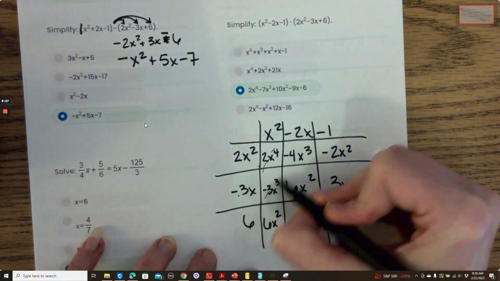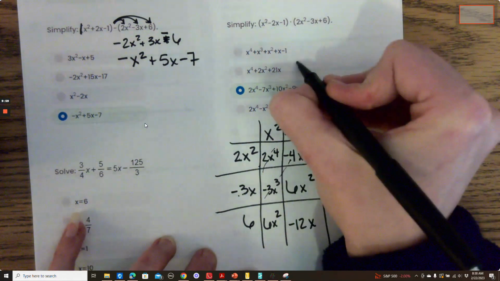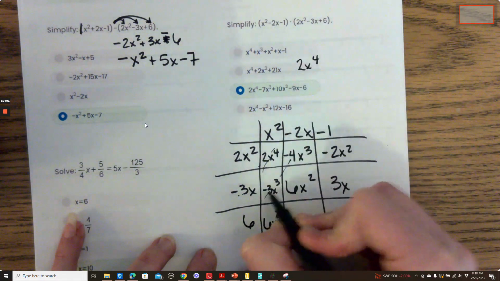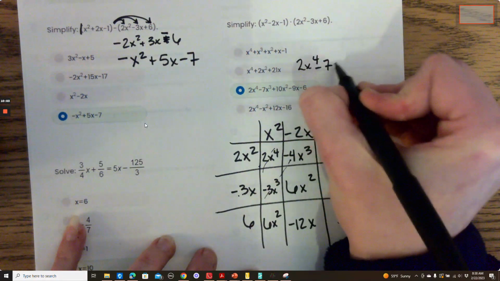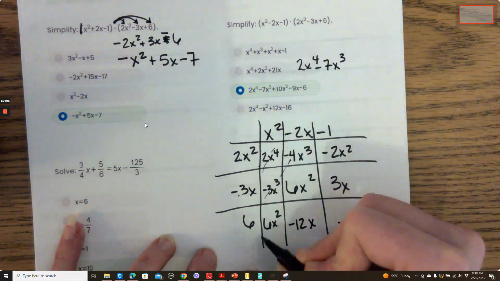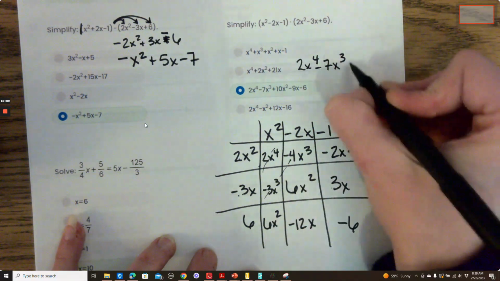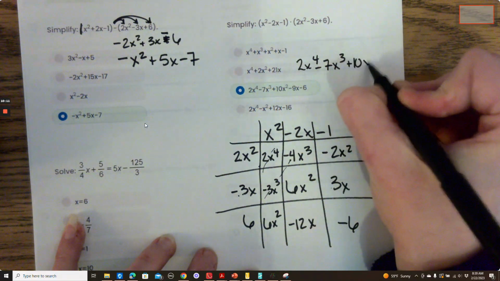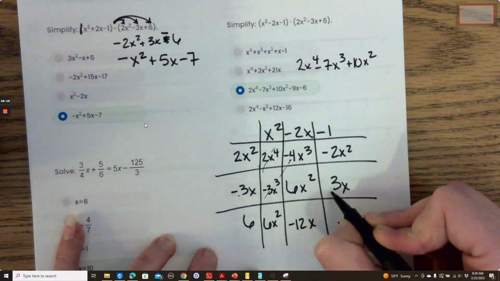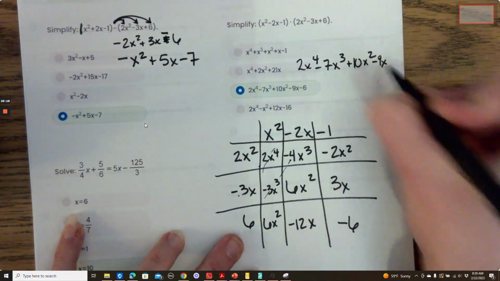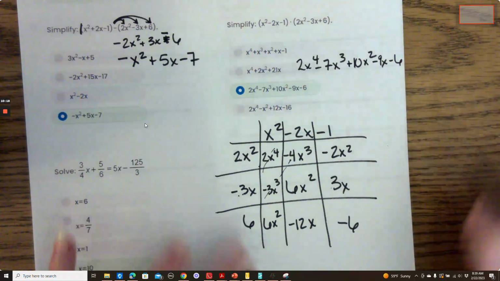And then here's your next set of common terms. So 2x to the 4th. Negative 3 and negative 4 is negative 7, x cubed. Here's all your squareds. So 6 plus 6 minus 2 is a 10, and that's x squared. Negative 12 and positive 3 makes a negative 9x, and then just one constant.